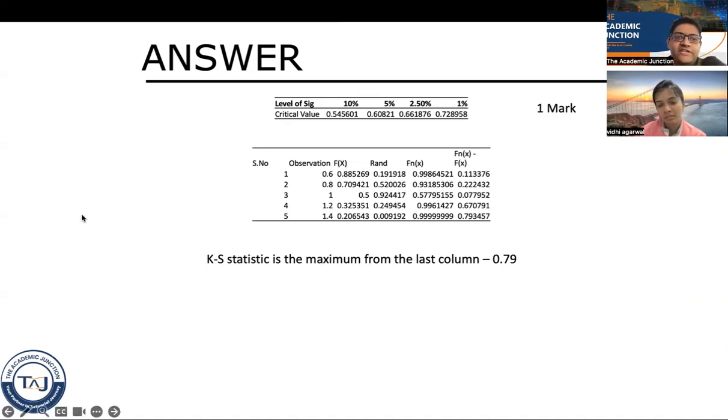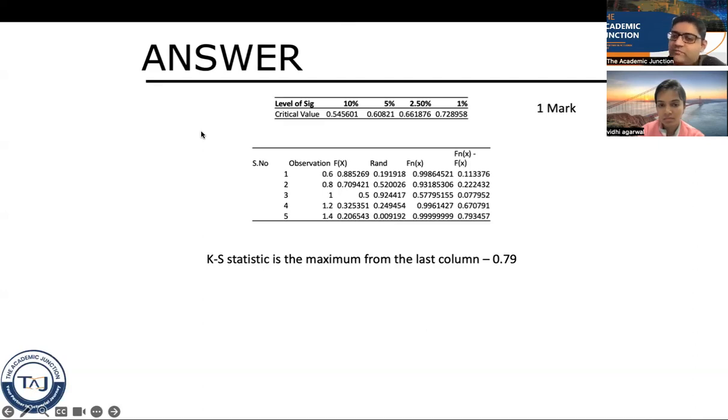So the original idea here is I created random, uniformly generated numbers. So the RAN column that you see, these are uniformly generated random numbers. And then I created Fn(x) for those uniformly generated random numbers. And then I subtracted the two to obtain that Fn(x) minus F(x). Now, this is wrong. The method that I have done is wrong, right?